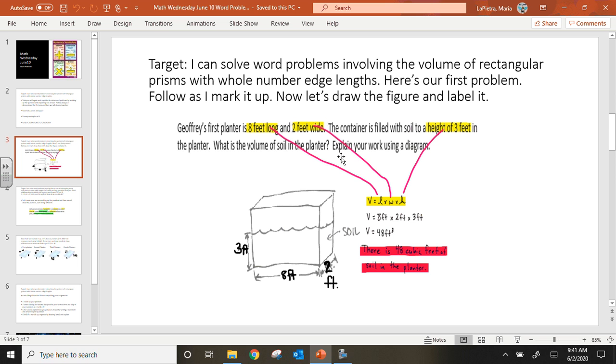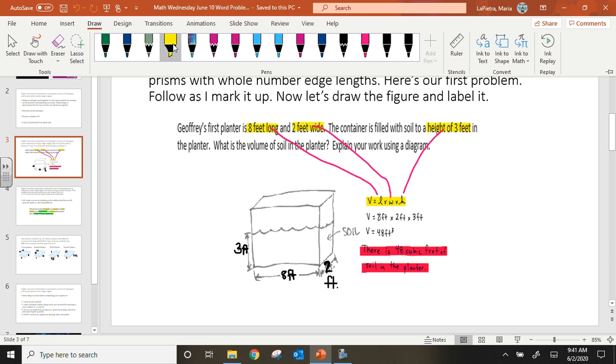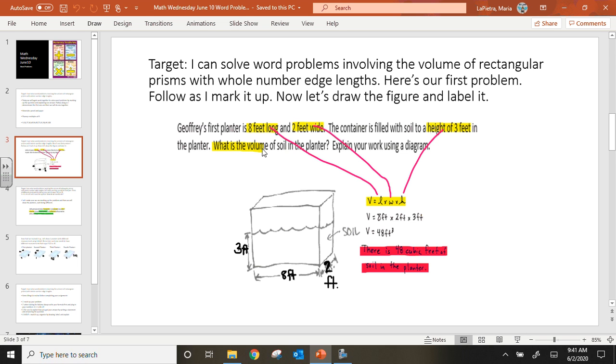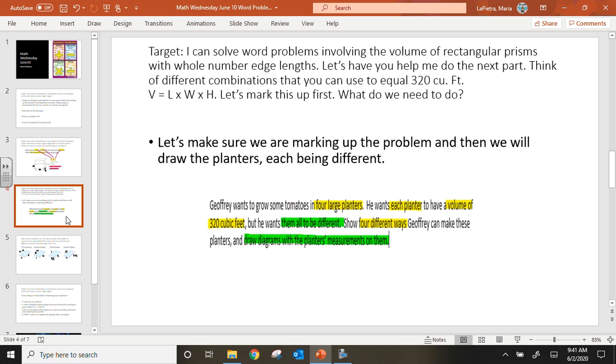Then when we go to explain, we are going to restate the question. The question is, what is the volume of soil in the planter? And we also want to highlight that because we need to make sure that when we get our answer at the end, we go back and we answer this question in a complete sentence, which is right here for you. There is 48 cubic feet of soil in the planter. Okay, let's go to the next one.